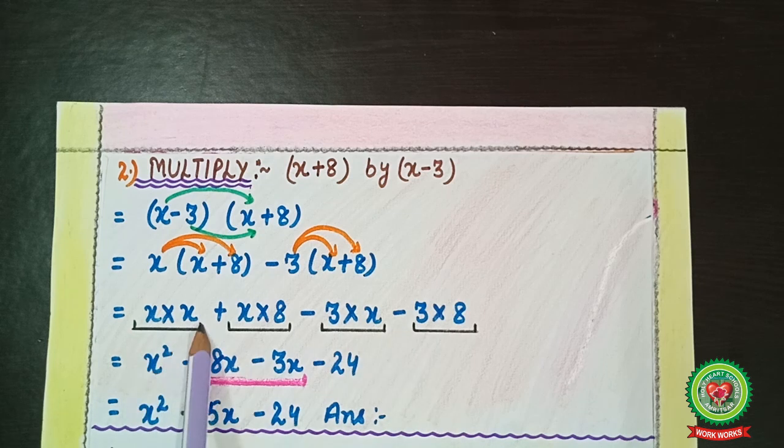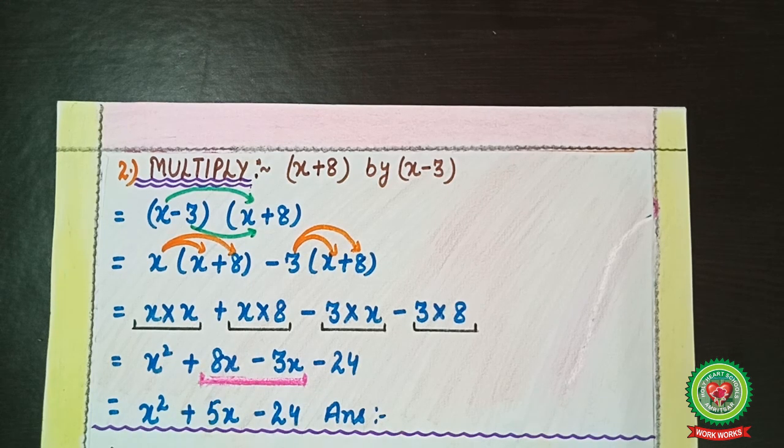So here x multiplied by x is x square, plus x into 8 or 8 into x is 8x, minus 3 into x is 3x, minus 3 into 8 is minus 24, right? So here you can see that again in the middle term, these terms are like terms with the same variable, that is x. So here you can add them up.